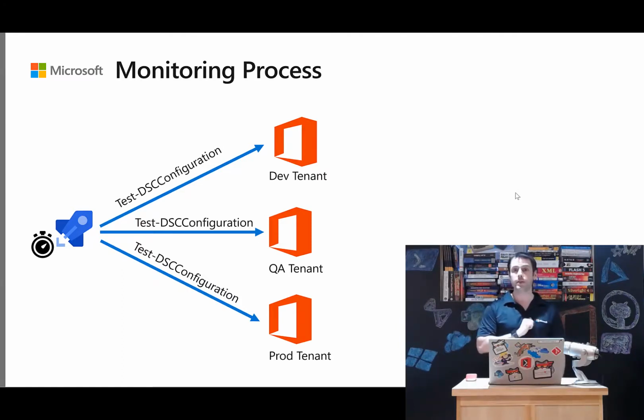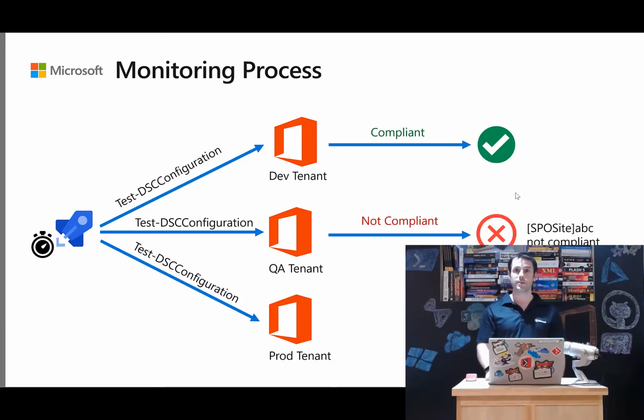It's going to go, all right, is the dev tenant still in the desired state? Yes, it is. Is the QA tenant in the desired state? No, it's not. And then it grabs information about what the configuration drift is and sends an email. So you're being proactive. You're doing continuous monitoring through an agentless process, to a certain degree, where it's using pipelines instead of an actual machine or a virtual machine that you need to pay for or keep up all the time. So it's the same process. We're just moving that need for an agent into Azure DevOps pipelines.